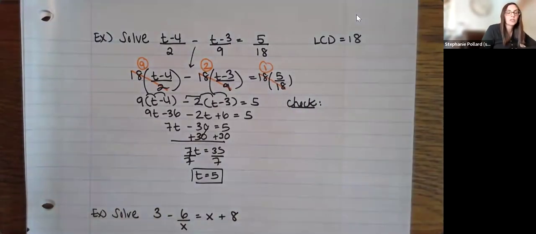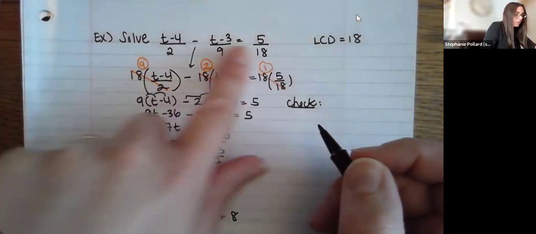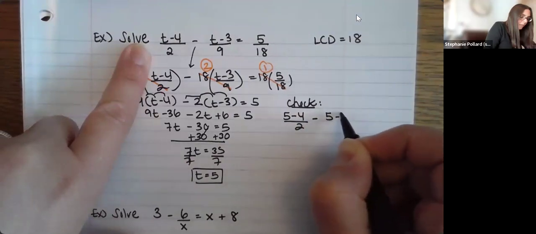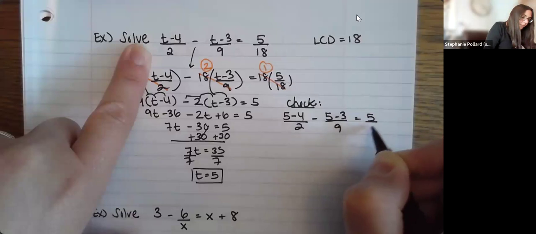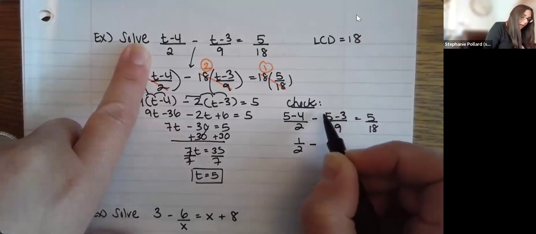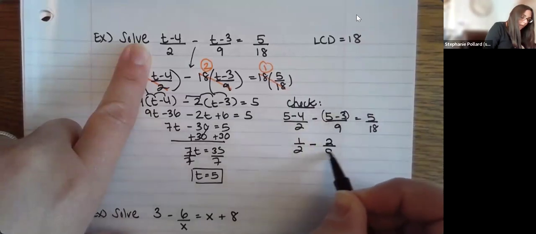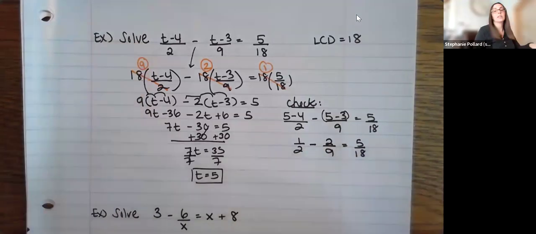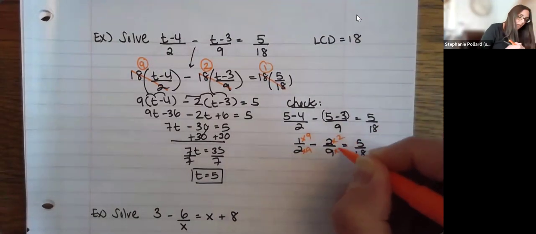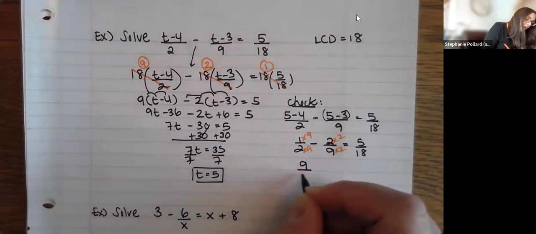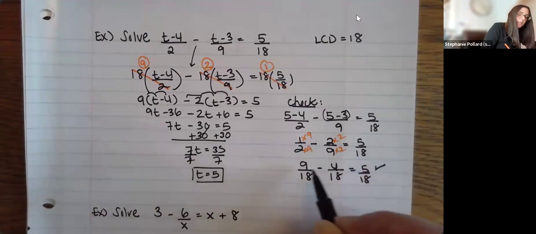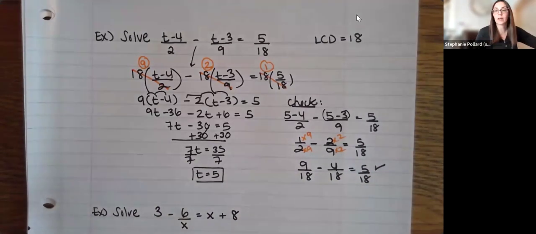And again, take that moment and check your work. Go all the way back to the original and plug in that 5. So I have 5 minus 4 over 2, minus 5 minus 3 over 9. So that's 1/2 here minus, let's see, 5 minus 3 is 2, so minus 2/9. I do need common denominators, so I'm going to have to multiply this first one by 9 over 9 and the second one by 2 over 2. So I have 9 over 18 minus 4 over 18 equals 5 over 18. And this does work, right? 9 minus 4 is 5. So this one does work out.